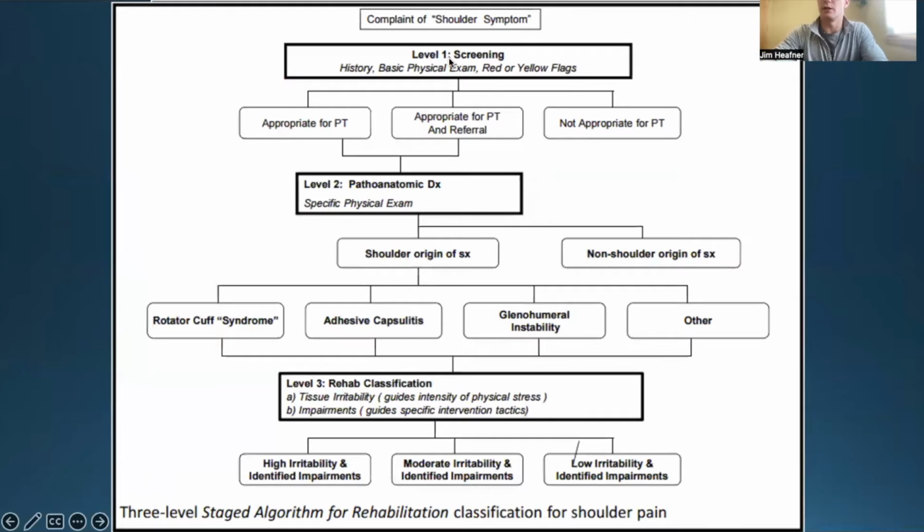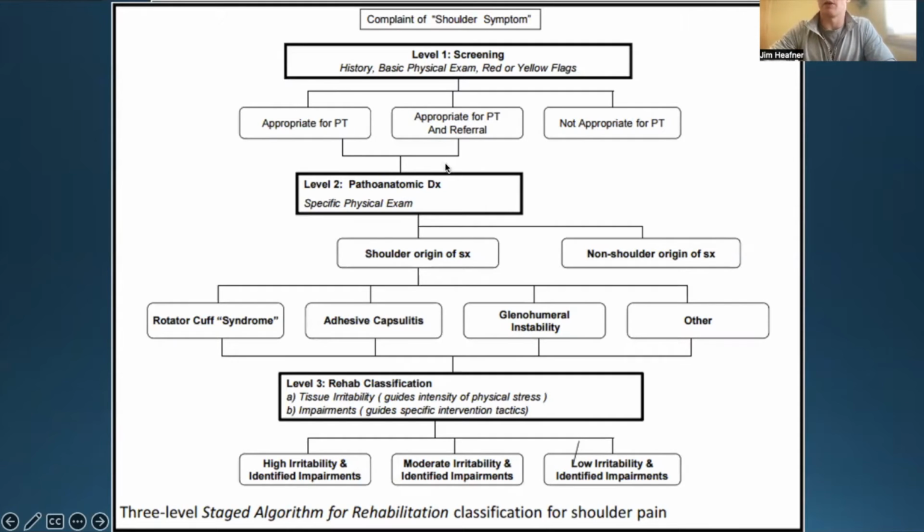At first, we need to do a level 1, and this works for the shoulder, but this is kind of how I think about treating all joints in the body. That level 1 screening is going to be our history. It's going to be our basic exam, our red and yellow flags, and that helps us determine, are they not appropriate for PT? Let's say they have something non-musculoskeletal, some heart-related thing going on, or are they appropriate, but they might need a referral back?